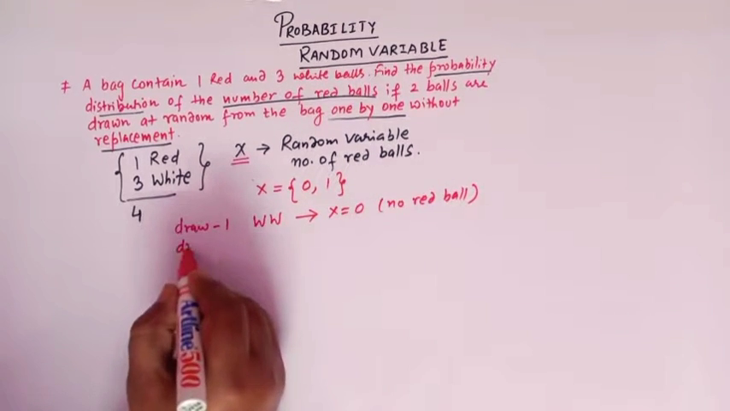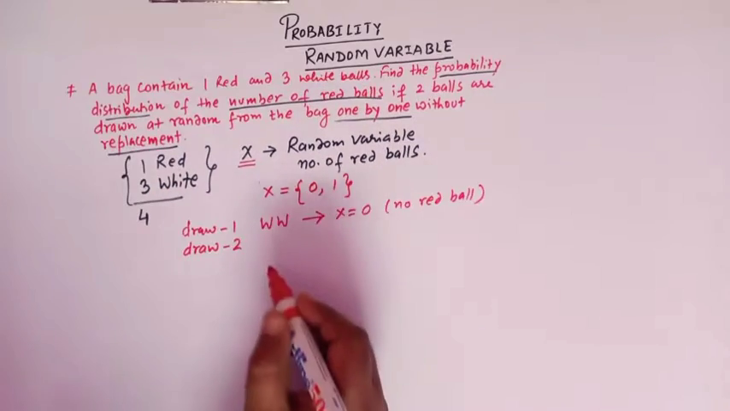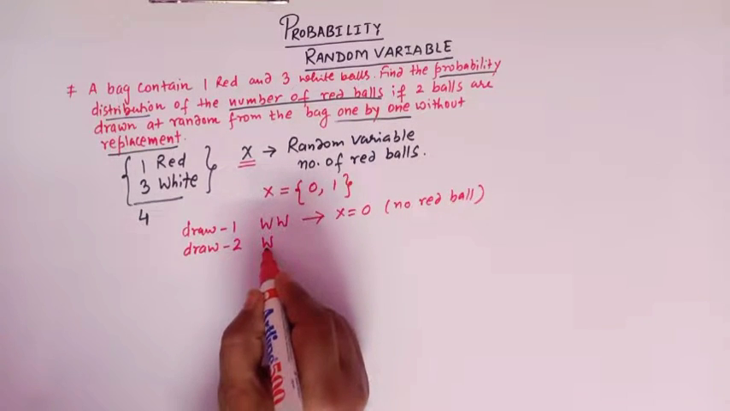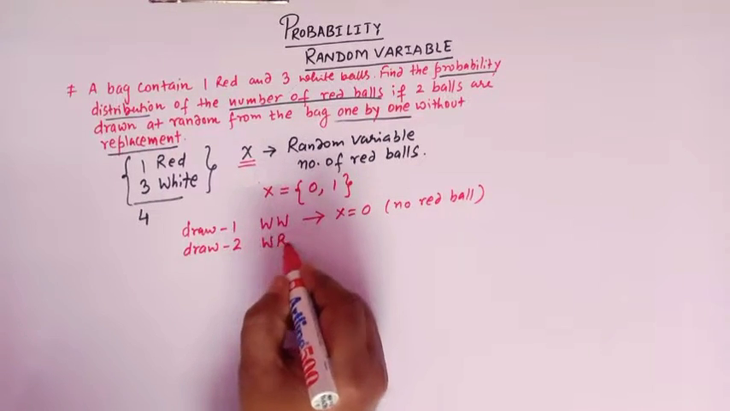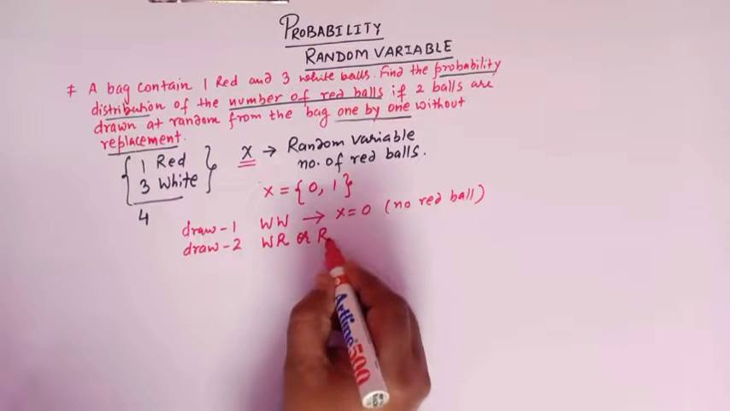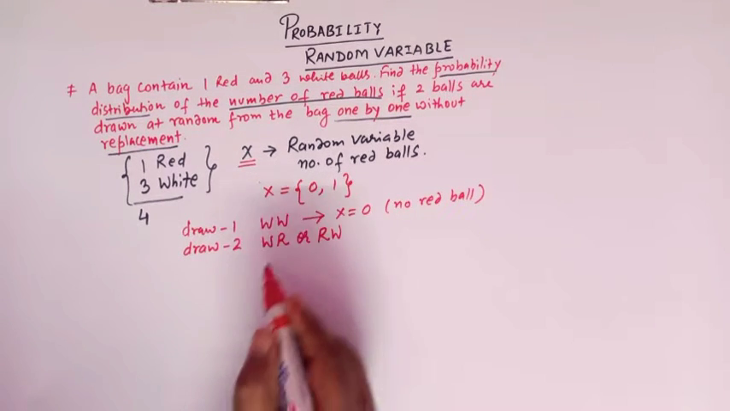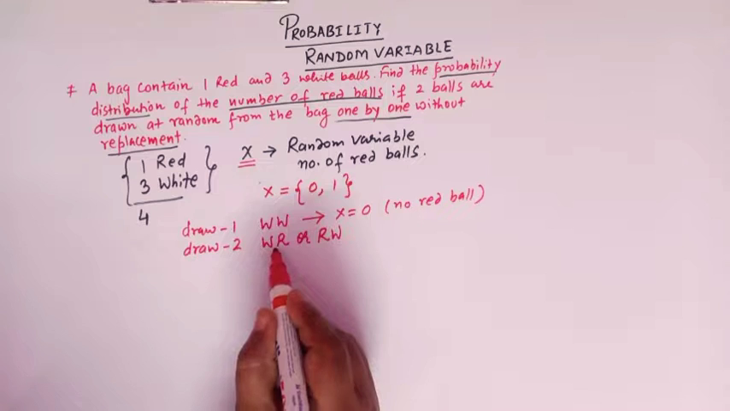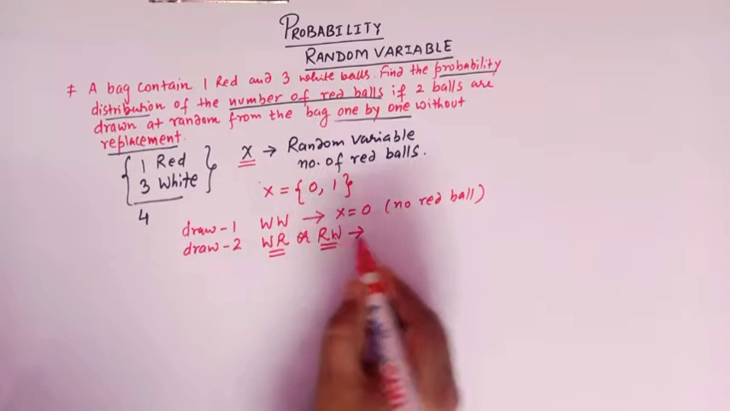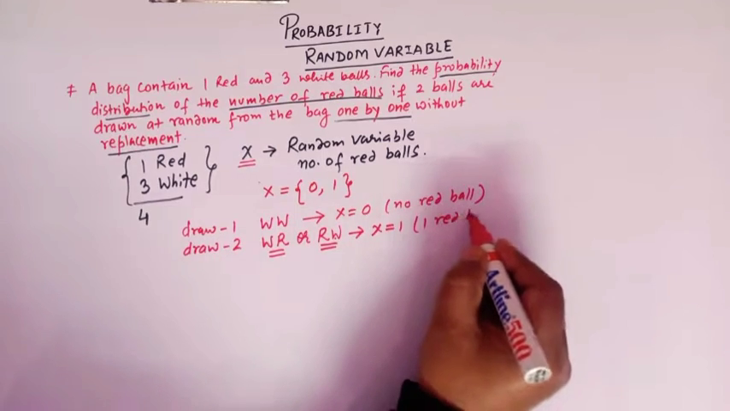It means there will be no red ball, right? And in the second instance, that is draw number 2, it may happen that either we have the first ball as white ball and the second ball as the red ball, right? Or we may have in the first draw the red ball, and in the second draw we may have the white ball, right? So in both these cases we have one red ball. So these two events correspond to x equal to 1. It means one red ball, right?